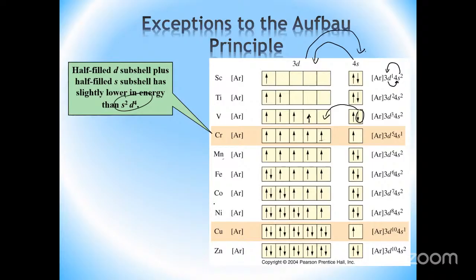And then we get to another exception. You would think, again, following the trends, that to get from nickel to copper, you just add one electron here, and that's it. But no, you have to not only do that, but you have to take one electron from here and pair it up with this electron right here, and you end up with this configuration, all right?